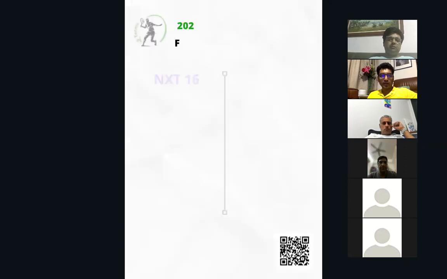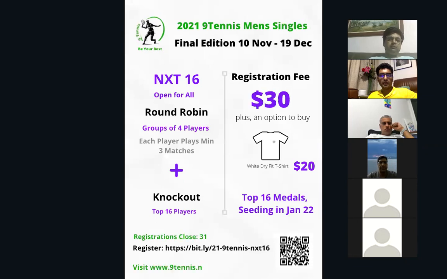Moving on to the other edition that we mentioned, this is called the next 16. It is open for all, which means as many registrations as we get, we are open to accommodate. Here a similar format will be followed: round robin among groups of 4 players, but these 4 players will be randomly clubbed. It will not be based on any seeding because we don't know how these players are. Each player will get a minimum of 3 matches, and out of that, the top 16 players will play a knockout series.